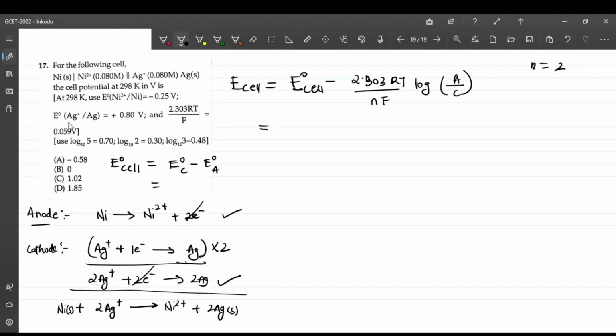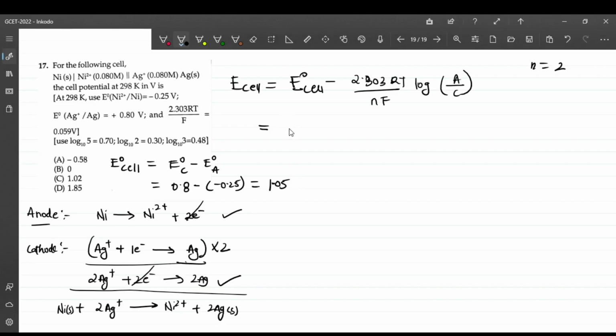So here silver is the cathode, and you can see that in a cell representation it is represented on the right side. That is also one way of identifying whether it is cathode or anode. So this is 0.8 minus 0.25. So this comes to equal to 1.05.